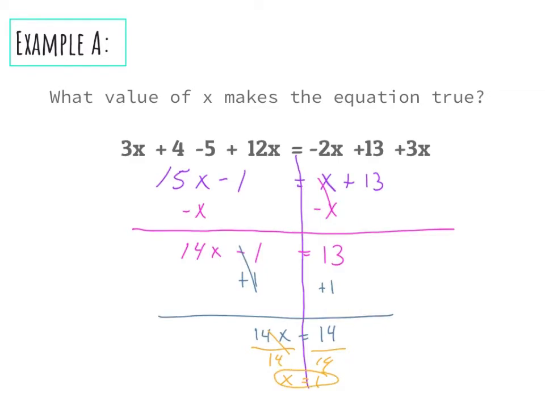So even after all of that work, I was able to just get it down to a two-step equation after I moved my variable from one side. Let's go ahead and take a look at example B.